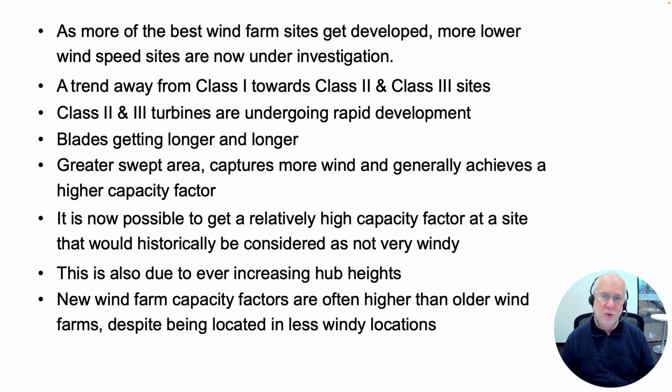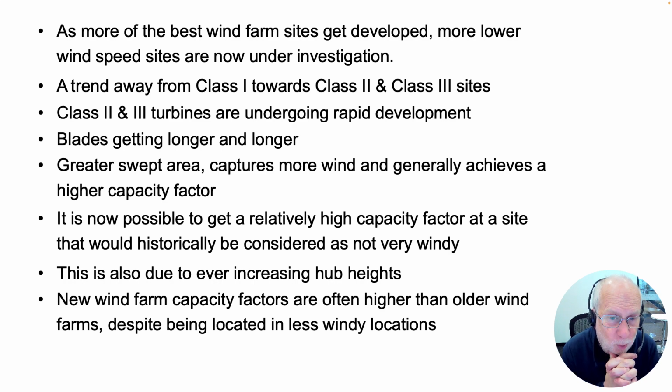But the best wind farm sites, the very windy places with nearby transmission lines, have by and large all been occupied already. So now as we go around Australia, we're getting more and more trends towards less windy sites. A trend away from class 1 but towards class 2 and class 3 sites. And this is happening around the world, and the class 2 and 3 turbines are undergoing rapid development. The blades are getting longer and longer, and the greater swept area captures more wind and generally achieves a higher capacity factor.